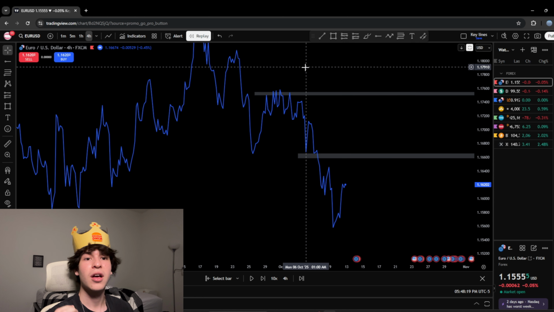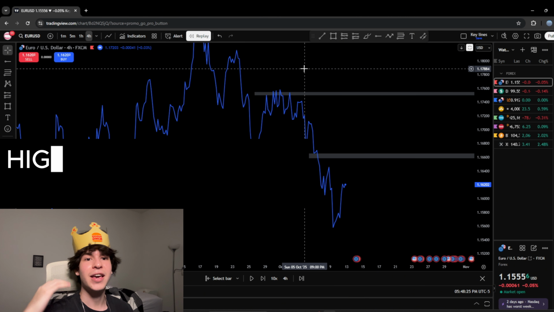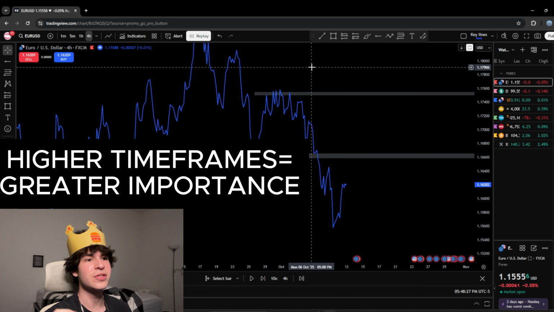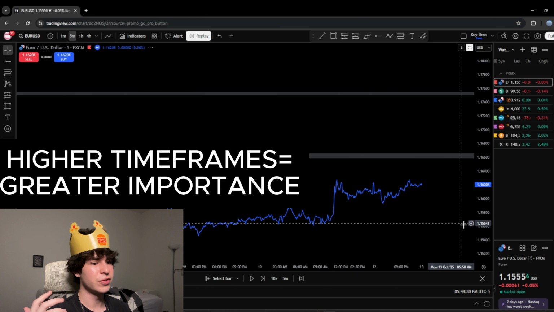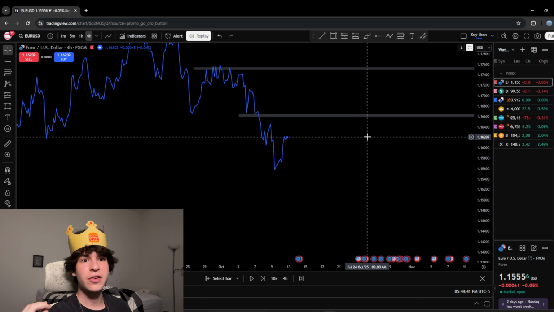And then obviously, depending on the time frame you're on, the zone will increase or decrease in importance. A good rule of thumb, guys, is the higher the time frame, the more important the zone is going to be. So always keep that in mind. A 4-hour zone is much more important than some 5-minute zone, because the 5-minute, as you can see, is going to create a bunch of zones everywhere, while the 4-hour is only going to give you zones at really important places of supply and demand. So that's a good rule of thumb to keep in mind.